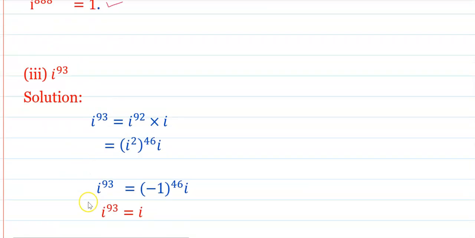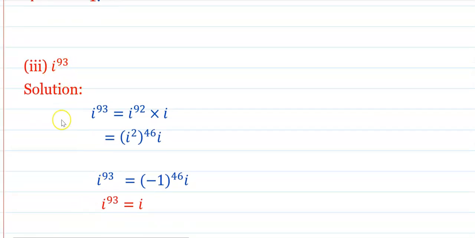Okay. Third example. i raised to 93. Again we take the even power, i raised to 92 into i. What about i raised to 92? It means (i square) raised to 46 into i. But i square is minus 1. Minus 1 raised to 46 into i. Minus 1 raised to 46 means plus 1. Plus 1 into i. Then you are getting the i here.